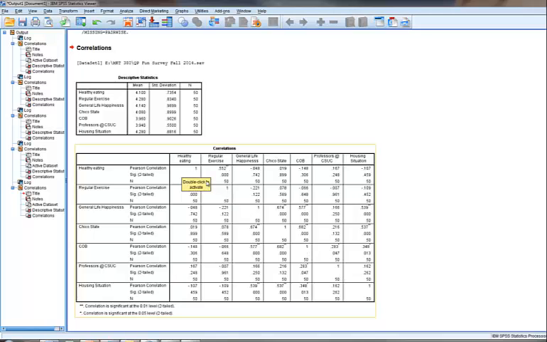The information above this diagonal line, all of these statistics up here, and the numbers below the line, all of them down here, are identical and exactly the same. So what I like to do is pick one set of numbers either above or below the diagonal, and you get the same information.